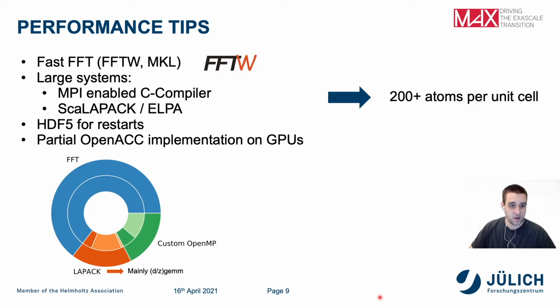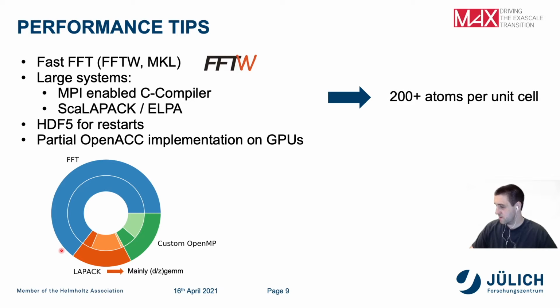A normal FLEUR run with LDA or GGA doesn't really depend on the speed of the fast Fourier transform, because we are not a plane wave code, we have very small interstitial regions and our FFTs are very fast. But in the hybrid code, more or less 60% of the time is spent in the fast Fourier transform. And so it's very important that you don't use the built-in Fourier transform, but you link some library that has a fast Fourier transform, such as FFTW or MKL. Both work fine.